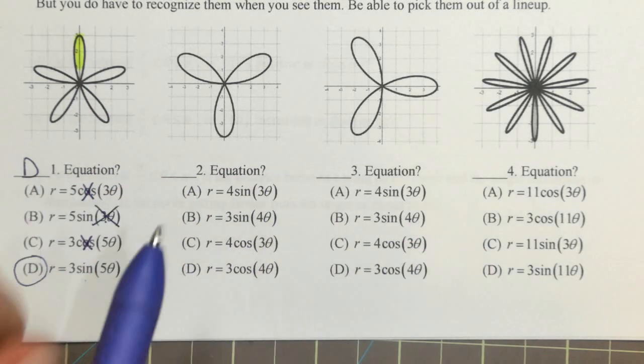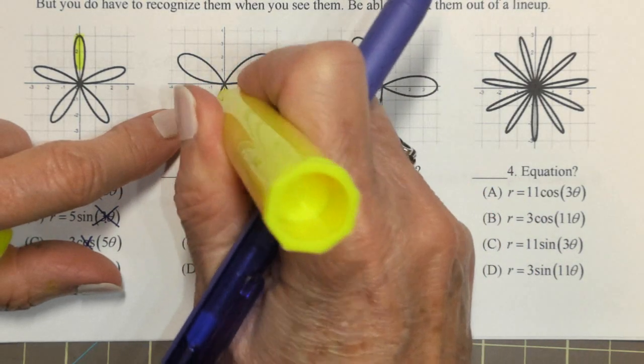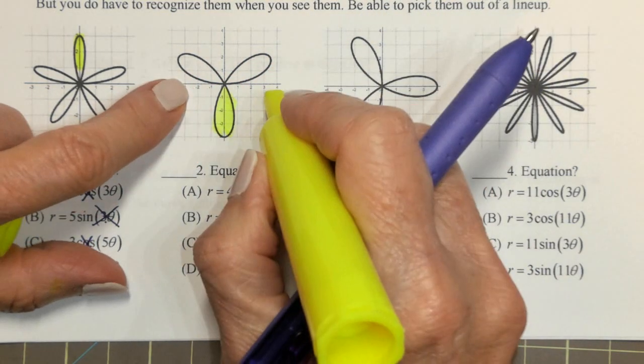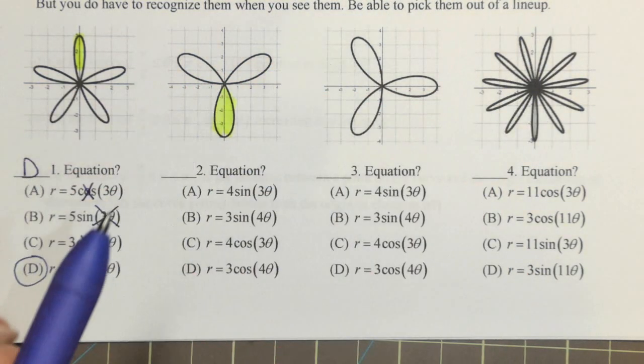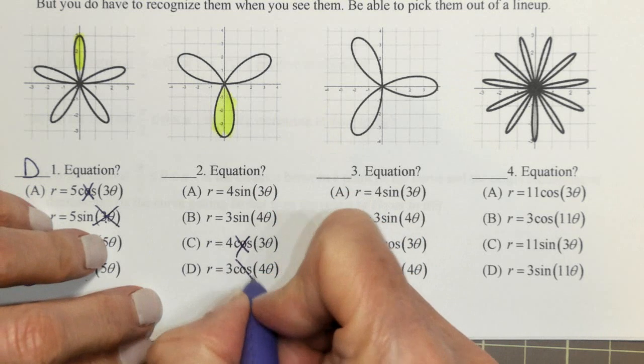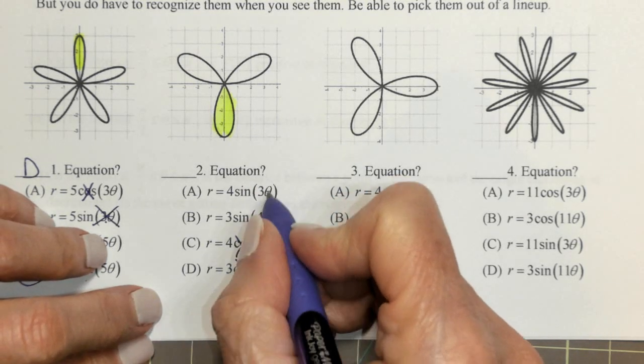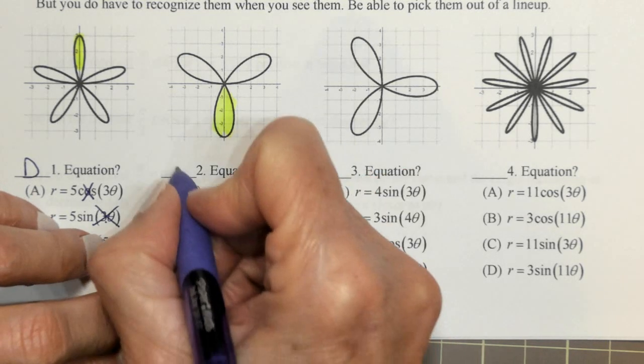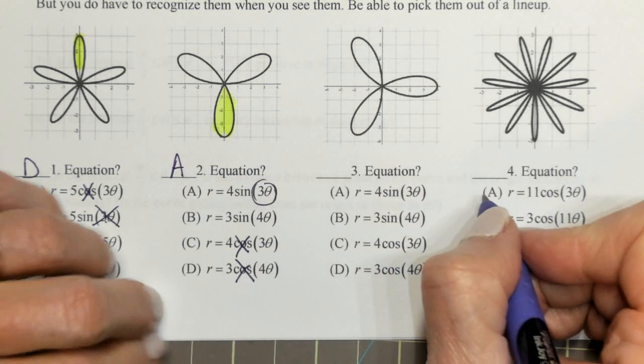Okay, what about this one? Okay, y-axis, not an x-axis, so not cosine. How many petals? 3.